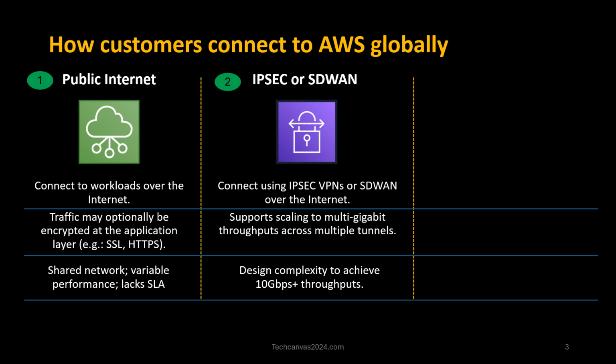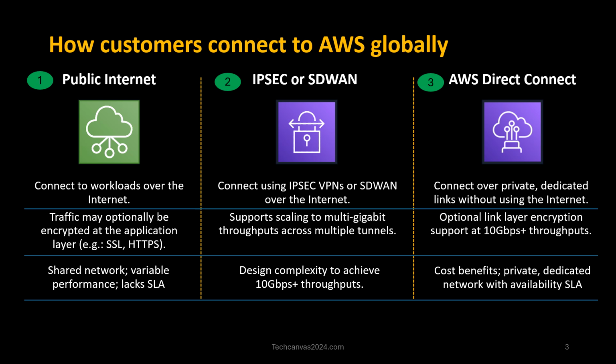Second is IPsec VPN. For more secure connectivity, customers can establish an IPsec VPN connection. This involves setting up an encrypted tunnel between your on-premises network and your Amazon Virtual Private Cloud. The encryption and integrity of data in transit are ensured by the IPsec protocol, providing a high level of security compared to the open internet. This method is often used for workloads that require secure communication but do not justify the cost of a dedicated physical connection.